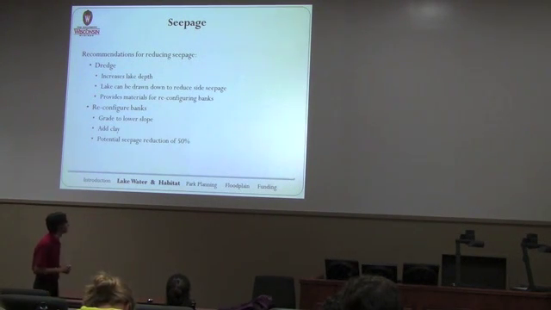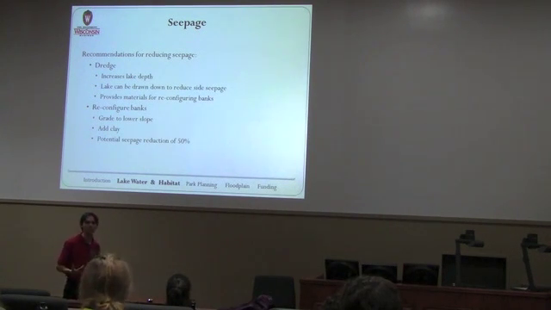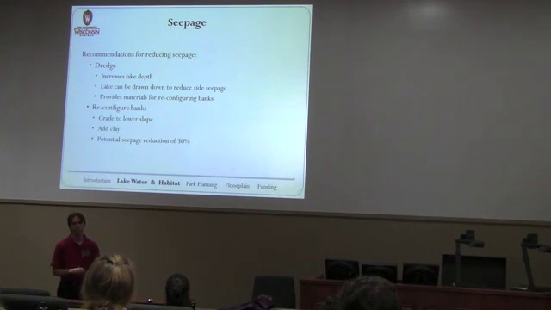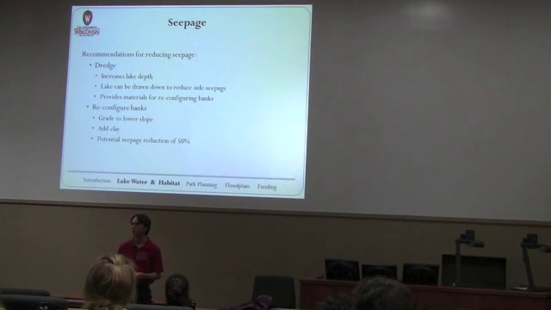Which gets us into the second recommendation, which is reconfiguring the banks. Because right now the banks are very vertical. There's no nice grade to them, and if you were to add a grade in, if you were to add some clay to there, you could really reduce your seepage. And we calculated that if you were to reconfigure the banks, you could get a potential seepage reduction of up to 50%.